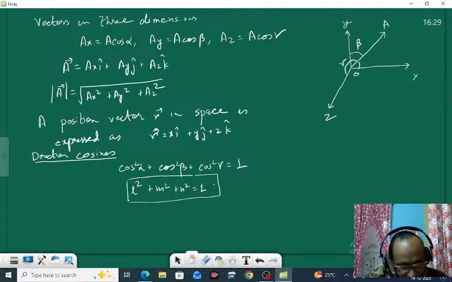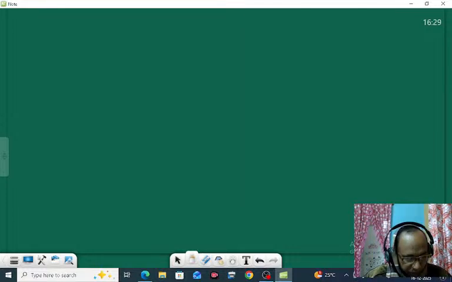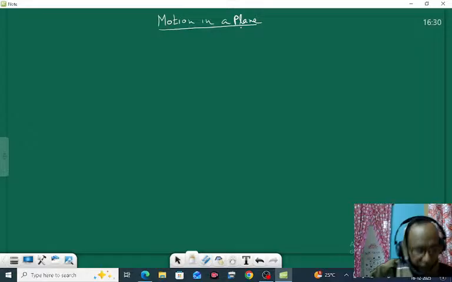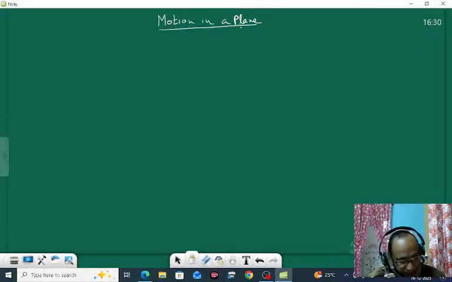Right? Now we will find the motion in a plane. We will define the different things present in motion in a plane. The motion of a body that takes place along 2 different coordinate axes with respect to the origin at the same time is called 2-dimensional motion or motion in a plane.